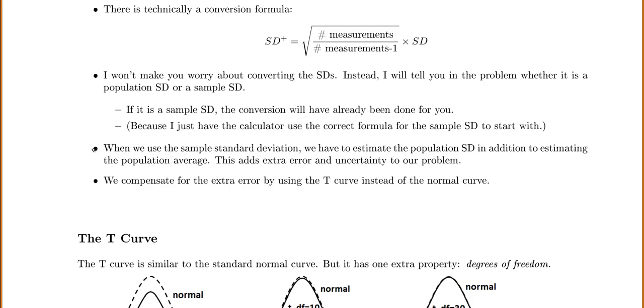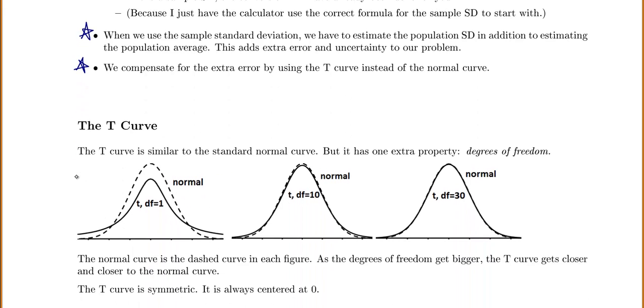But then we get to what we truly care about, which is right here. When we use the sample standard deviation, we have to estimate the population standard deviation with our sample standard deviation, in addition to estimating the population average. And this just adds extra error and uncertainty to our problem. So we have to compensate for that extra error by using the t-curve instead of the normal curve. And we haven't talked about the t-curve yet. Let's talk about the t-curve.